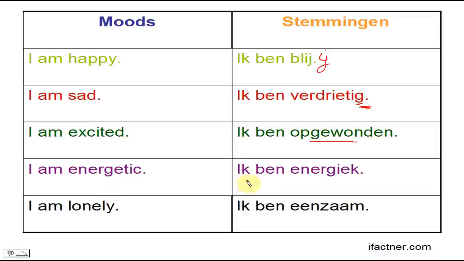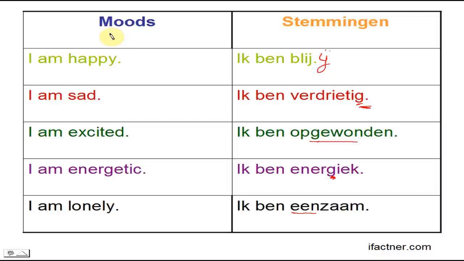I am energetic. Ik ben energiek. Now it's G. Ik ben energiek. I am lonely. Ik ben eenzaam. N is one. Eenzaam. Lonely. Ik ben eenzaam. I am lonely.